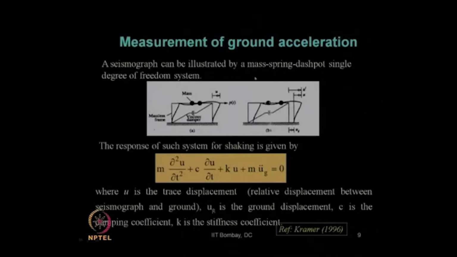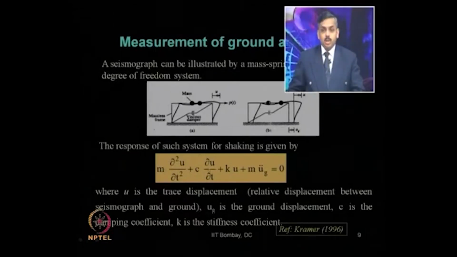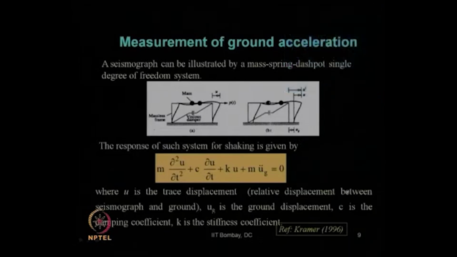Now, to estimate the ground acceleration, this is the basic principle on which a mass spring dashpot single degree of freedom system acts on a seismograph. So, we have derived this expression, that is how this is a forced vibration, similar to our previous course on soil dynamics for NPTEL. Here u is the relative displacement or trace displacement between the ground and the superstructure. Ug is the ground displacement, a function of time, of course, during an earthquake how much the ground displaces. C is the damping coefficient and K is the stiffness coefficient.